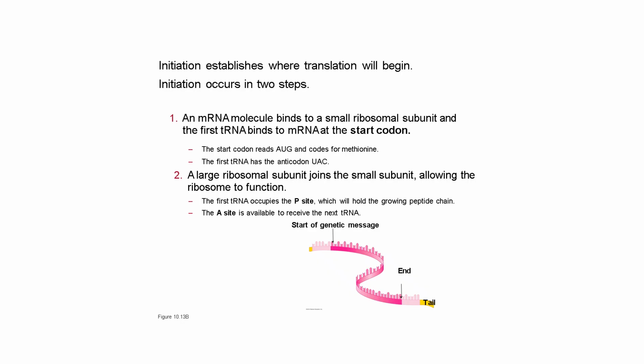Translation begins with initiation when the ribosome assembles around the messenger RNA. The start codon, AUG, signals methionine as the first amino acid in the sequence. This step ensures the ribosome reads the genetic code in the correct frame.